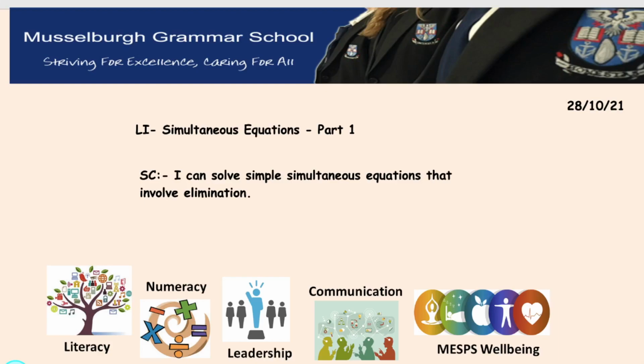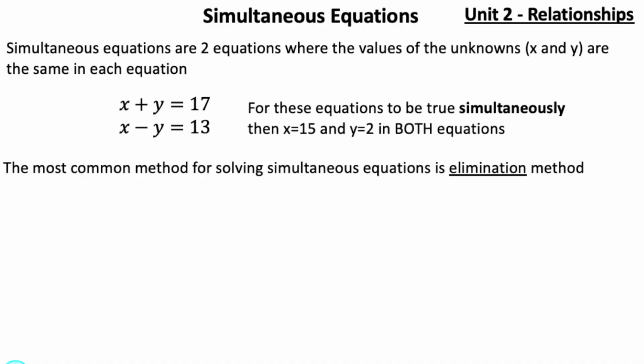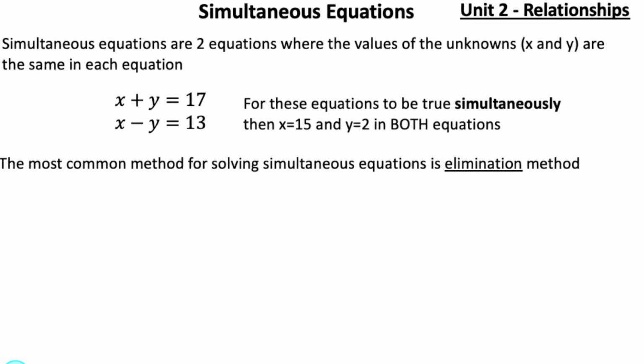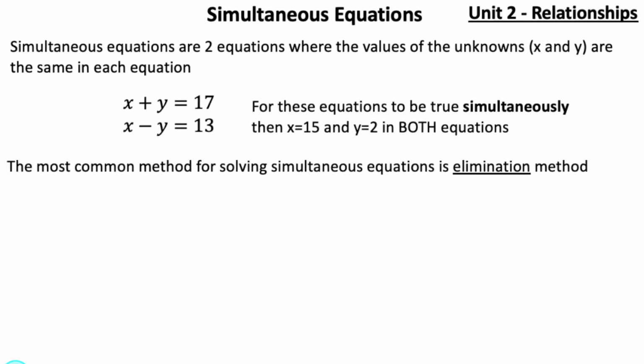You should hopefully have a copy of some notes that were handed out at the beginning of the lesson on simultaneous equations. So let's just have a read through of this. It says simultaneous equations are two equations where the values of the unknowns are the same in each equation. So an example that you'll be given is where we've got x plus y equals 17 and x minus y is equal to 13.